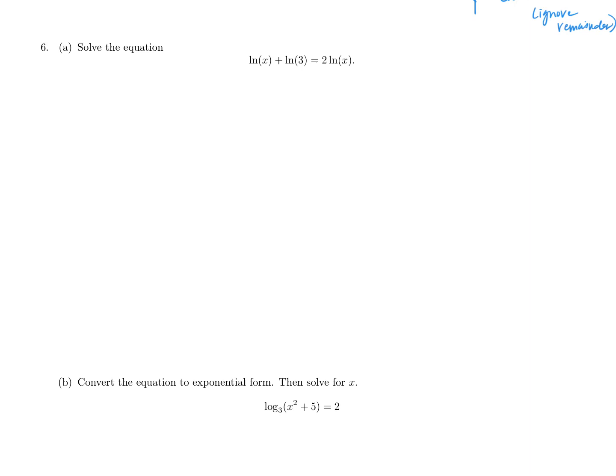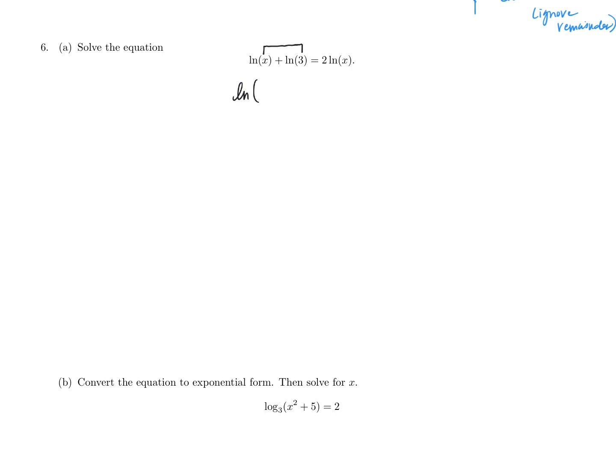The other option is to get one log on each side, and then the logs will undo each other. That looks like what we're going to do here in part A. We have logs on both sides, so I'm going to try to condense each side into one logarithm. Looking at the left side, we have the property that says if you have the sum of multiple logs with the same base, you can combine it into one log, and it becomes the product of what you were adding before.